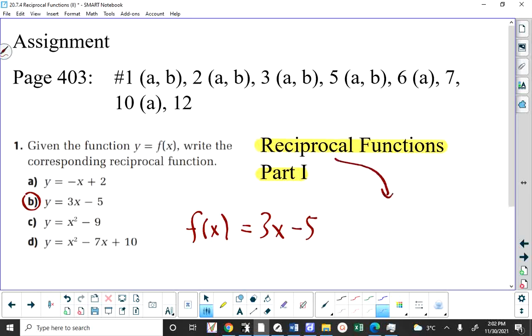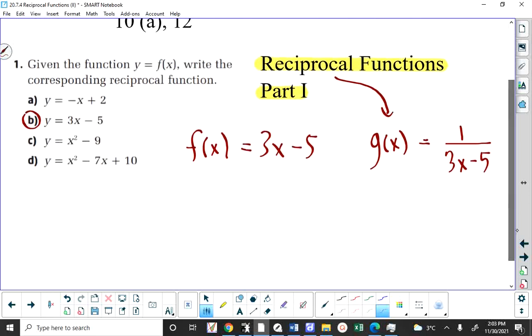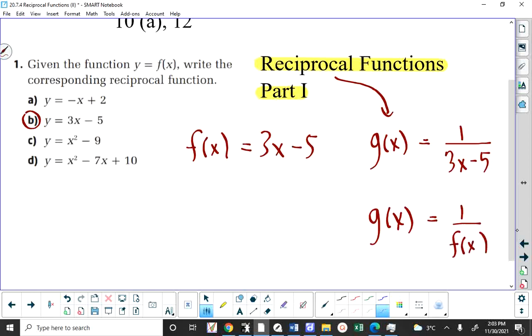That is not a reciprocal function. The reciprocal function is a new function. We could put y if we wanted to, but I like to use a different letter, g of x. G of x is equal to 1 over the old function. What's very important that you understand here is we're going from f of x equals 3x minus 5 to g of x equals 1 over 3x minus 5, which means we're going to g of x equals 1 over f of x.